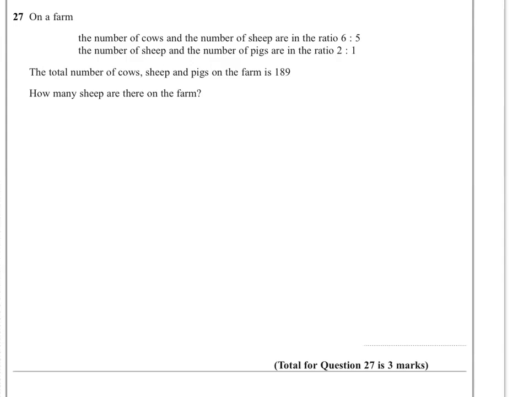Question 27. Quite a difficult question. It says, on a farm, the number of cows and the number of sheep, so we have cows to sheep, that's the ratio 6 to 5. And then it says the number of sheep and the number of pigs, so sheep to pigs is 2 to 1. The total number of cows, sheep and pigs on the farm is 189, and it says how many sheep are there on the farm.